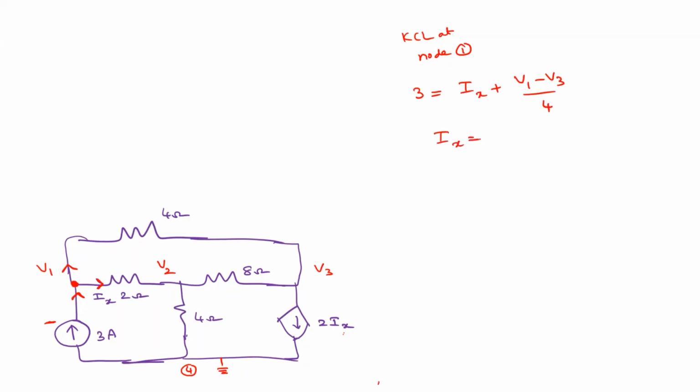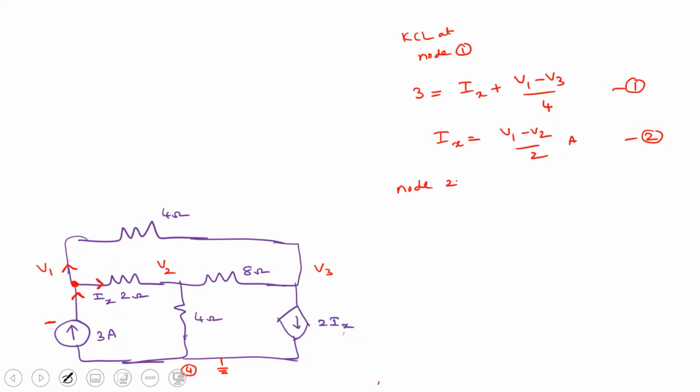So in this also we can identify Ix, right? What is Ix? Ix is (V1 minus V2) by 2. Good. Right? So this is one equation. Next, node 2, this is the other equation.